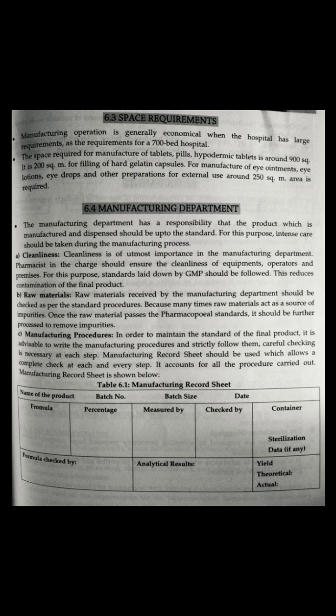These are the manufacturing record sheet fields. First is name of the product, then batch number, batch size and date. Then formula, percentage, then measured by and checked by. Then formula checked by, analytical results, containers, then yield, theoretical yield and actual yield.